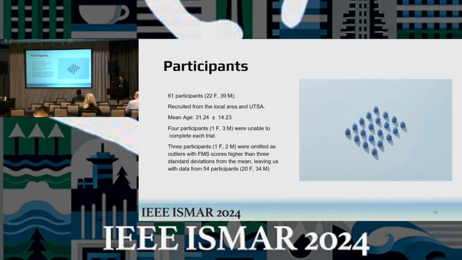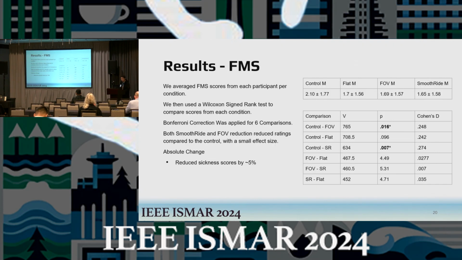For the study, we had 61 participants with a male gender skew. The mean age was 31 years old. 4 of these participants had to drop out during the first trial due to overwhelming feelings of sickness, so their data was not included in the final study. 3 additional participants reported FMS scores greater than 3 standard deviations beyond the mean, so they were excluded as outliers. This left us with data from 54 participants, 20 women and 34 men.